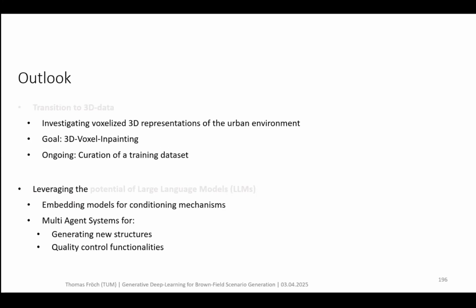For an outlook, in the future, I want to go from 2D to 3D, from 2D pixels to 3D voxels. That's something that we're working on currently, where we are curating a training data set, leveraging openly available LOD2 building models. And I also want to use the potential that large language models offer, primarily for quality control functionalities, but also maybe, as my colleague Changyu Du very impressively demonstrated, to generate maybe even whole CityGML buildings.